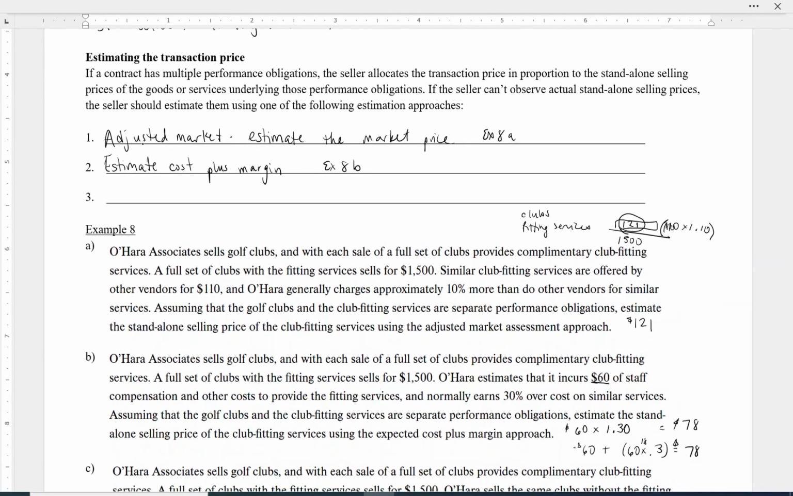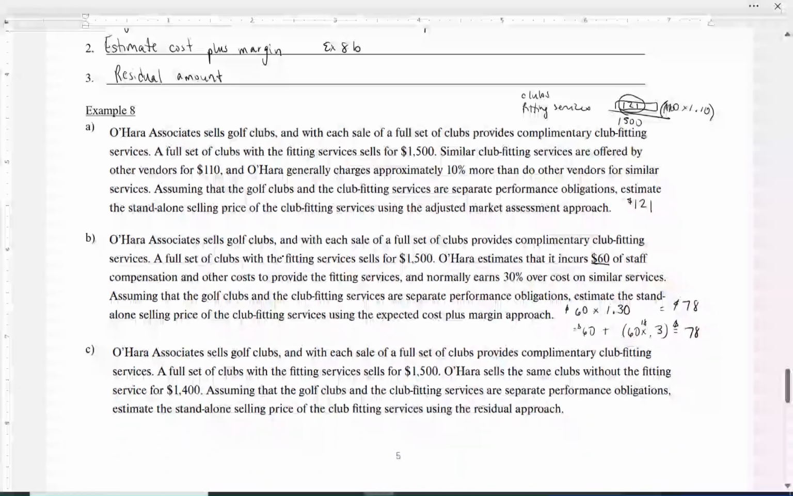Now GAAP says if there's no market price, you cannot estimate the cost or the markup, then we use the residual amount. Assuming you can determine the values of everything else in the contract, whatever's left over gets plugged into what you can't determine on a standalone basis.